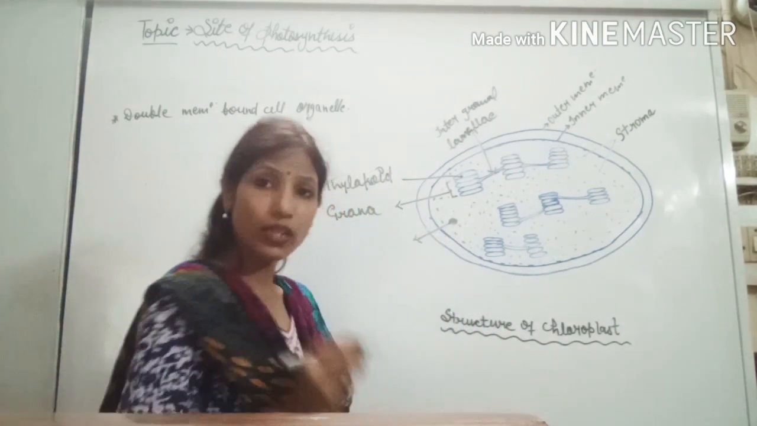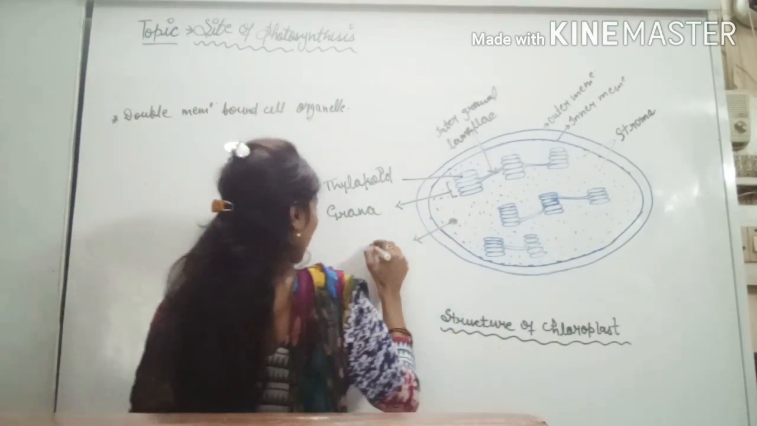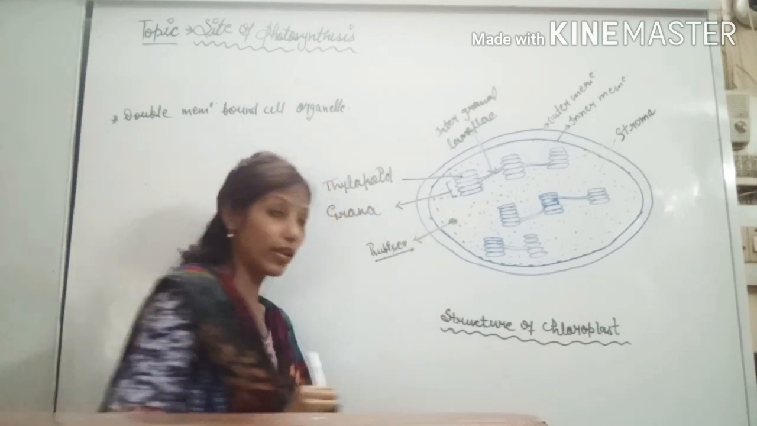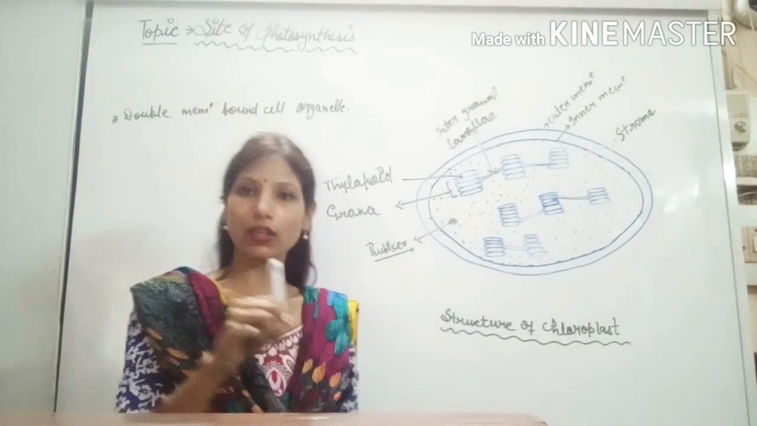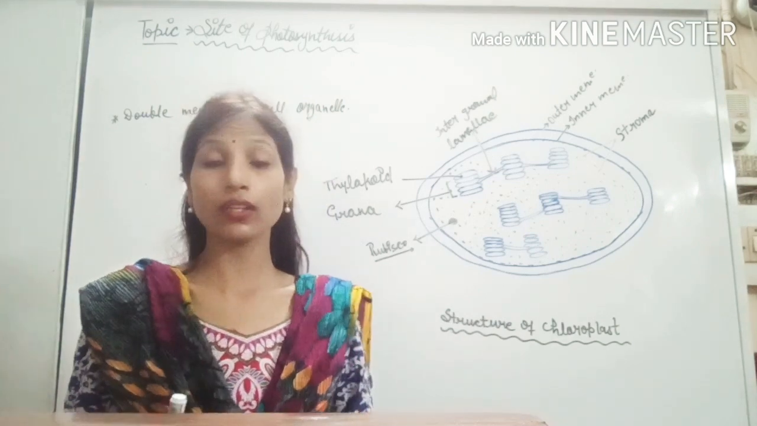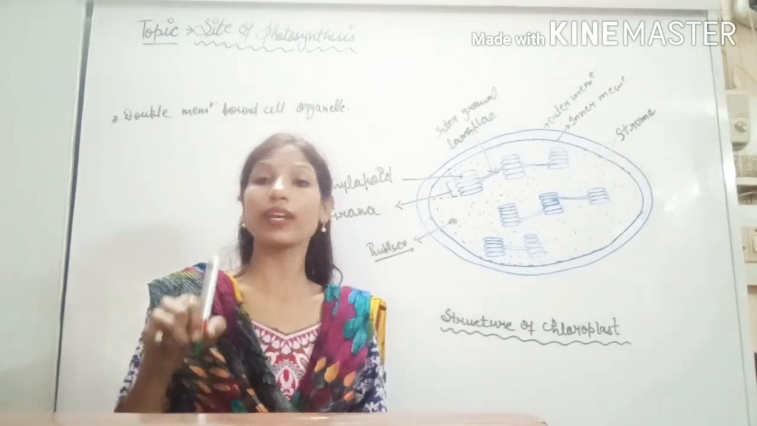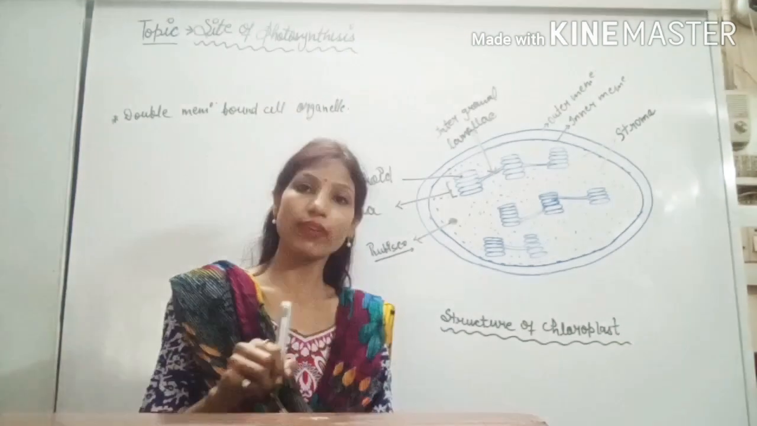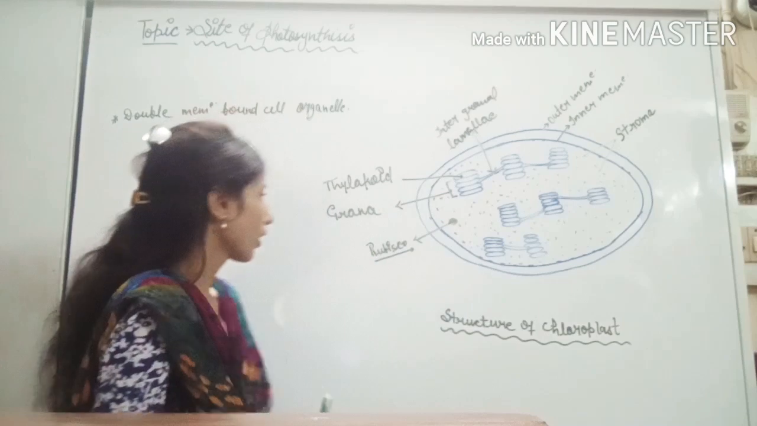Why is it important? The enzyme present inside the chloroplast is very important. Actually, it plays a very important role in the process of photosynthesis. That's why it is very important, right?